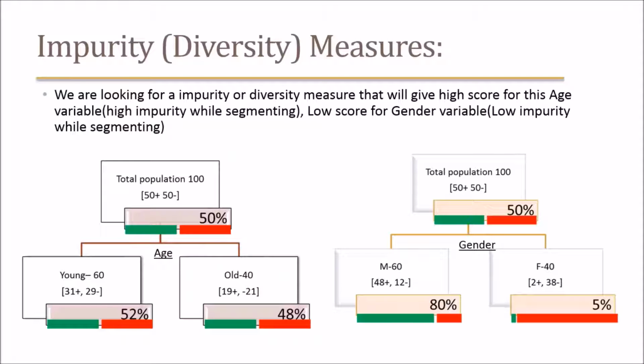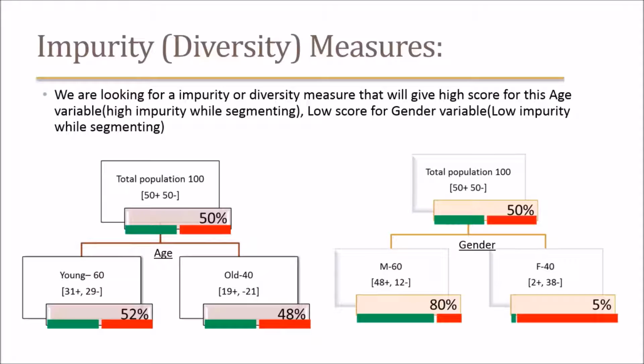So we need an impurity or diversity measure. It should give a high score for this age variable, meaning age has a high impurity. Even after segmenting, it is not really giving us pure segments. By pure we mean one class is really dominating the other.